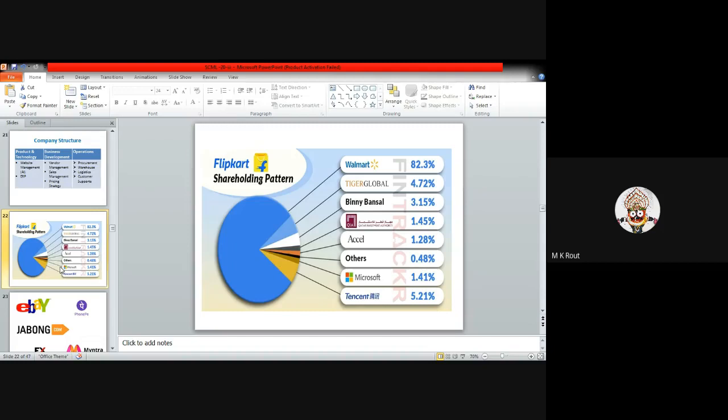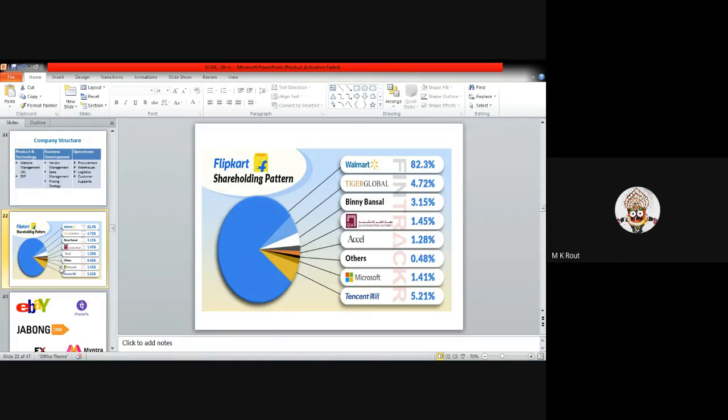They have also invested, holding a 1.45% stake. Another investor also takes around 1.25% of stakes. Others also hold around 0.48%. Microsoft also takes around 1.4541% of shares. And finally, Tencent, which is one of the Asian companies, takes around 5.21% of shares. So these are the shareholding patterns.